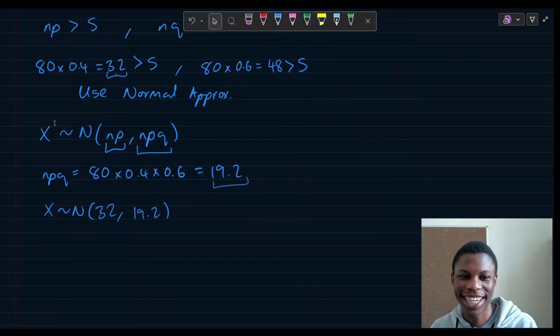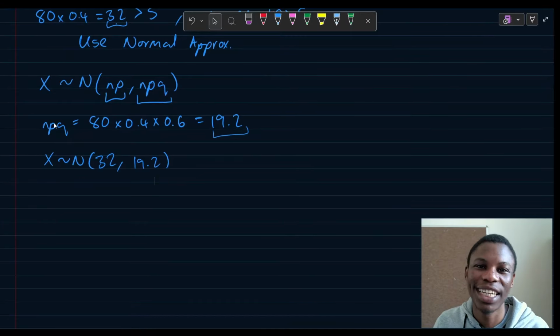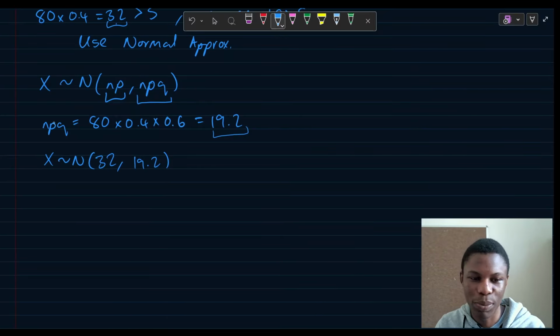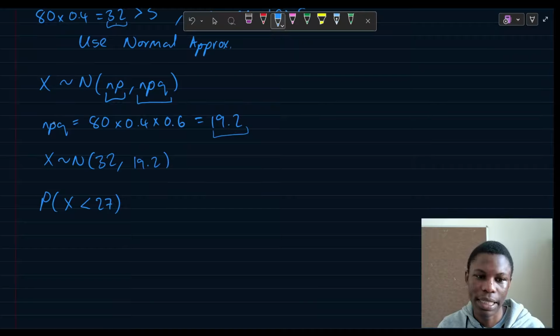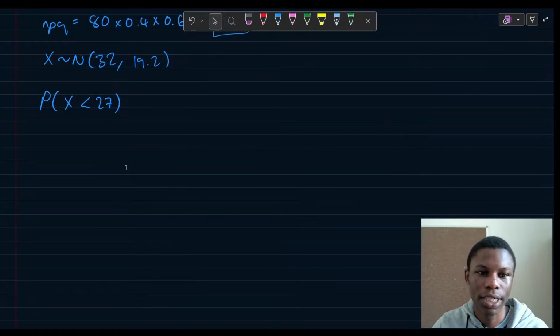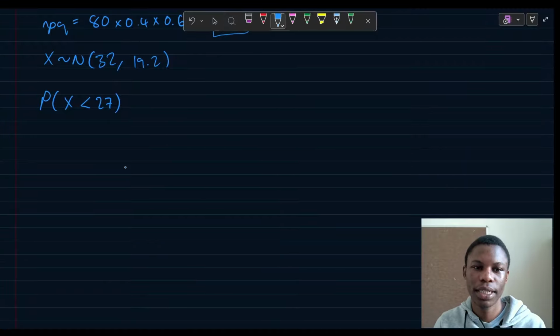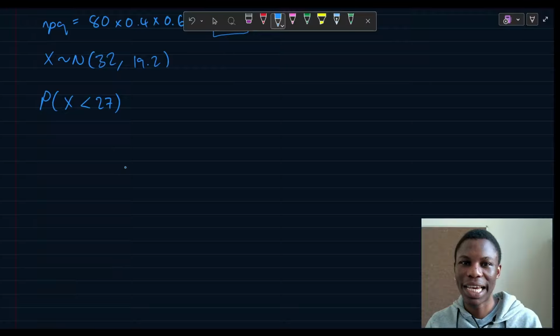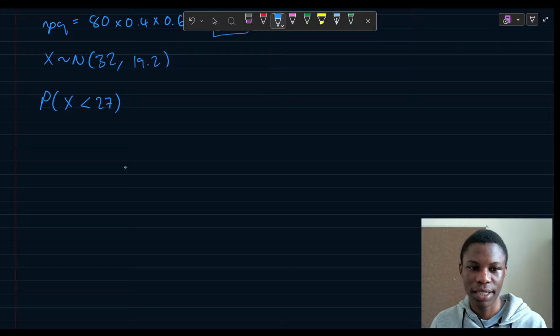And now we can actually go back to the question and see what it is we need to solve for. So it says to find the probability that X, that fewer than 27 pupils have music lessons. Now remember that this problem was defined under discrete conditions under a binomial distribution. So now we have approximated a normal distribution, which is a continuous distribution. So that means we have to apply continuity correction.